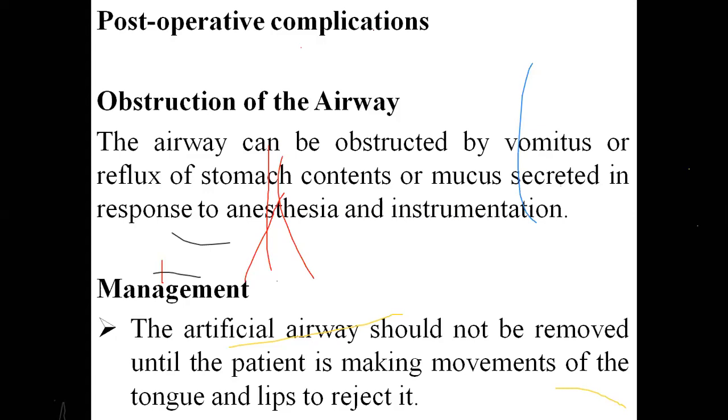For patients that undergo surgery that affects the airway and an artificial airway is used, you should ensure that this remains there until the patient tries to remove it by themselves, either by the use of the tongue or by becoming restless. You know that this patient doesn't want it again. That is when you can remove it. Otherwise, when the patient is not conscious, there could be falling back of the tongue, which will cause obstruction. Next slide.